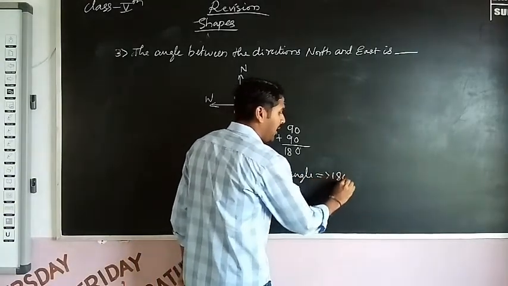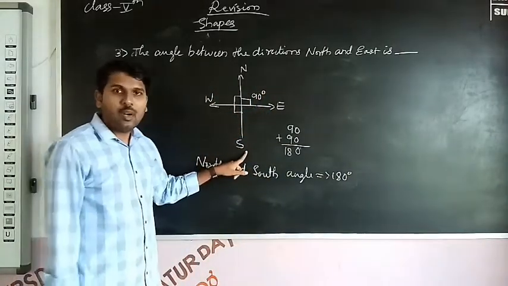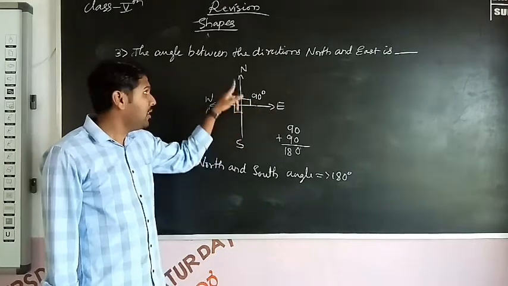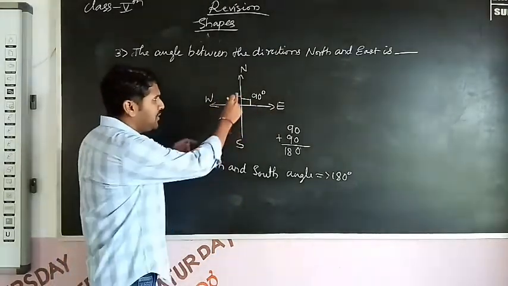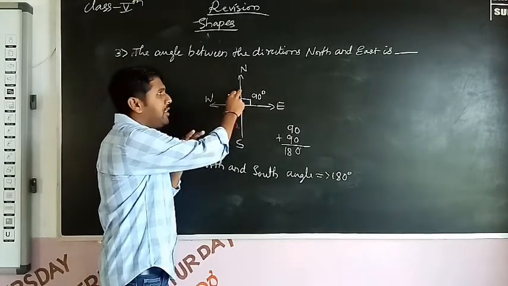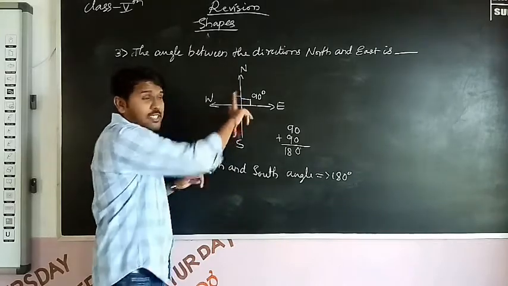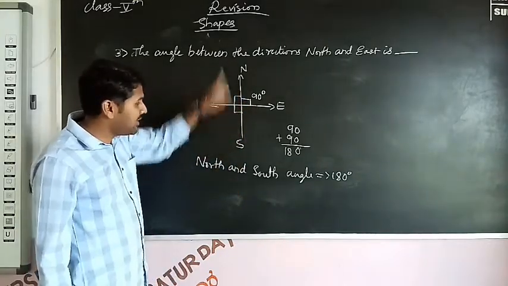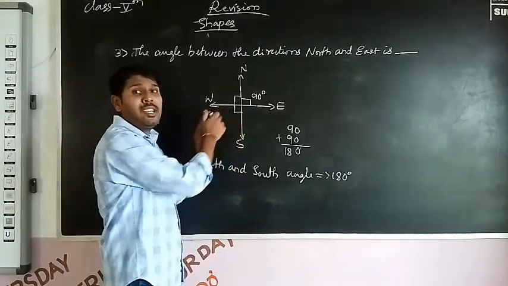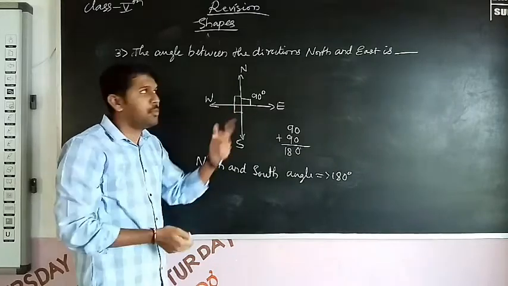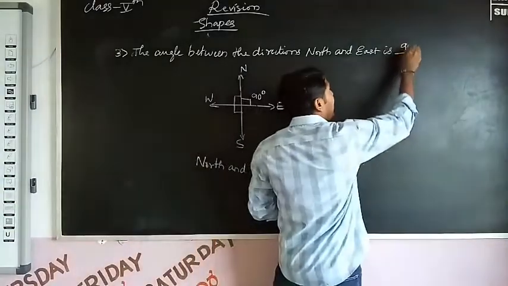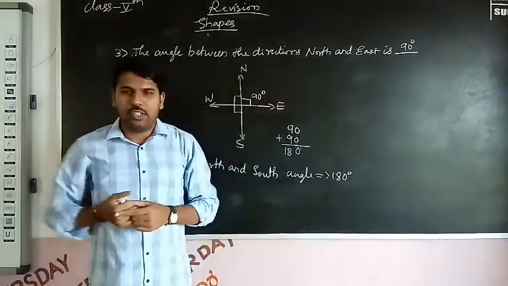North to south is 180 degrees, east to west is 180 degrees. East to north is 90, north to west is 90. If they ask only these two directions, obviously 90 degrees. If they ask two opposite directions, north and south, 180 degrees. If they ask east and west, total 180 degrees. Understand now? So the angle between north and east is 90 degrees. Like this they will ask questions.